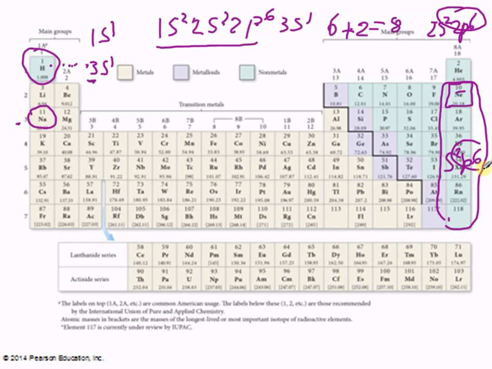And this 6 plus 2 equals 8 is what we call the octet. The octet, which means 8, right? So the octet rule is what the elements are going to try to achieve as they relate to other elements. And we're going to be talking about how we can use the octet rule. Let me write it again. Octet rule.